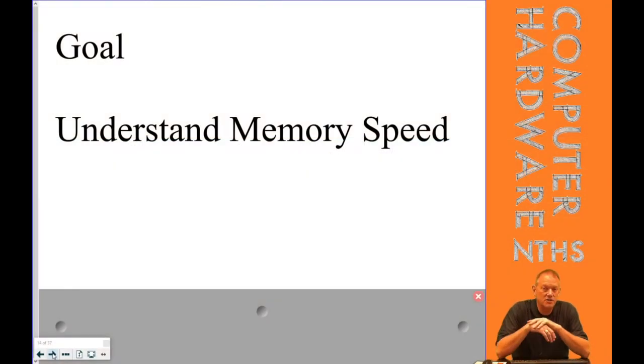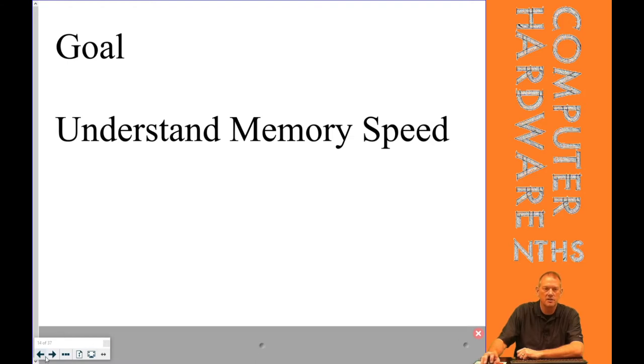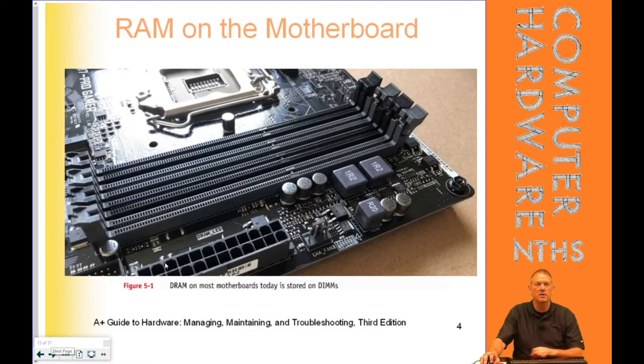Okay, the next section we're going to talk about is understanding memory speeds. There's a lot of things that go into the speed of a system and how memory affects it, but there's not a ton of things that, when we talk about an individual stick of RAM, affect the speed of a memory stick. So that's our section now: understanding memory speed.